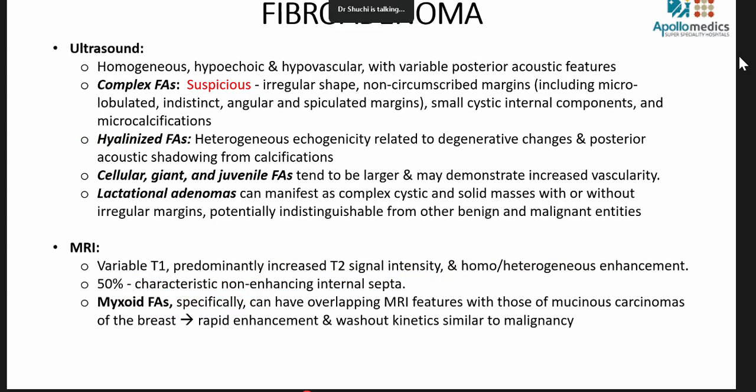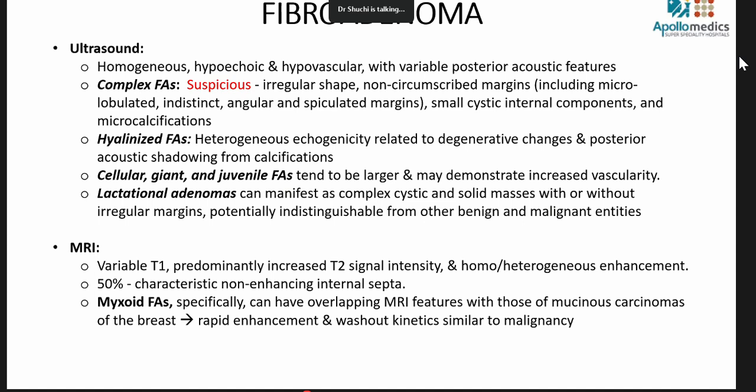On ultrasound, the most common finding is a homogeneous, hypoechoic, hypovascular mass with variable post-acoustic features. What is suspicious is an irregular shape, non-circumscribed margins, which includes microlobulated, indistinct, angular, or spiculated margins. If it is multilobulated, fewer than 3 to 4 lobules is okay, but more than that is again a suspicious lesion.